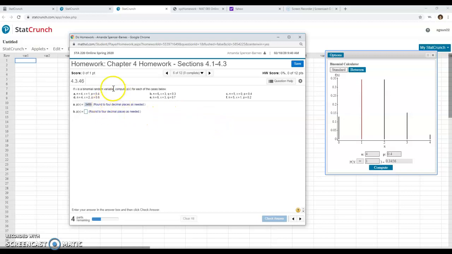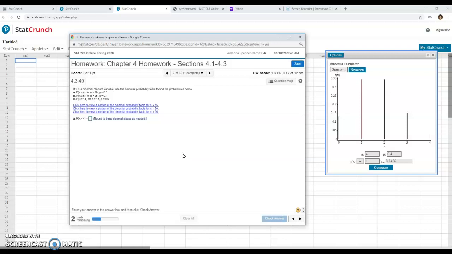Anytime it's asking you to compute P of x, you should be able, for the most part, to use your binomial calculator. So as we move on to the next question in this homework set, what you're going to notice is that it gives you the same type of question, but it gives you the binomial probability table for you to use to answer those questions. And if you notice, there are 3 different tables here. That's because we have 3 different problems, and these problems are for different sample sizes.